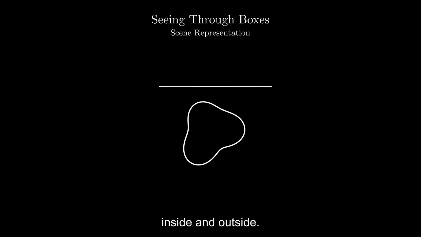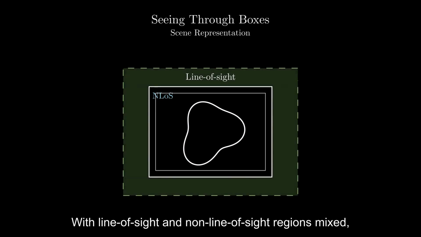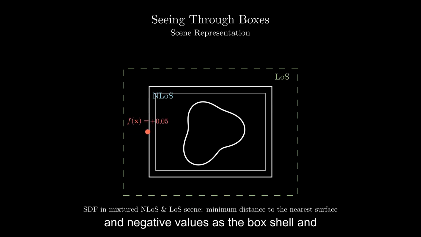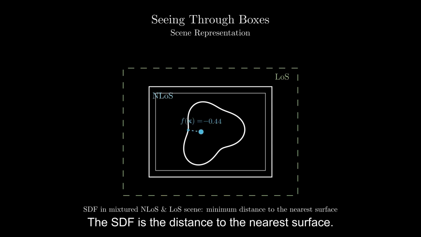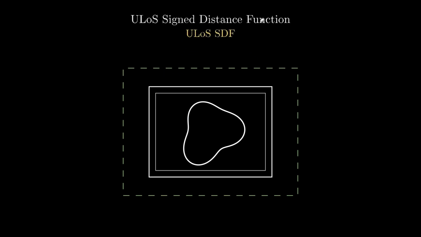Scene representation also differs. An object inside a box cannot be simply divided into inside and outside. With line-of-sight and non-line-of-sight regions mixed, we define positive values as free space and negative values as the box shell and the enclosed object. The SDF is the distance to the nearest surface. We call this the Unified line-of-sight SDF.